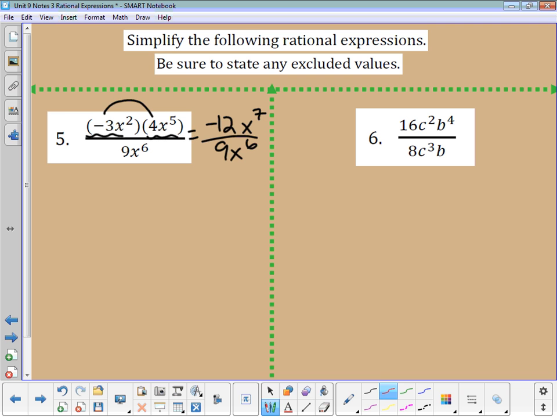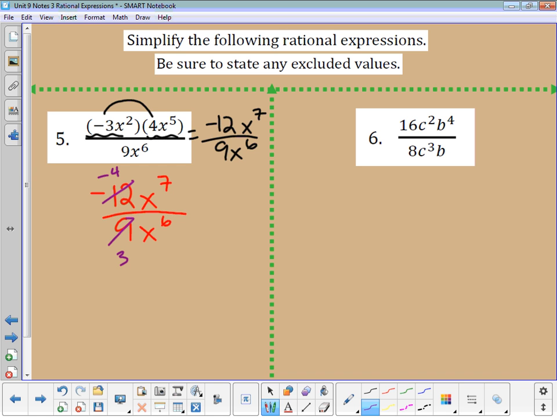So now, with that fraction, that rational expression, I'm going to look for common factors. I have a common factor with the negative 12 and the 9. Negative 12 and 9 are both divisible by 3, so I'm going to divide out the 3. Negative 12 divided by 3 is negative 4. And 9 divided by 3 is 3. And then I look at the x's. I have x to the 7th power on top and x to the 6th power on the bottom.